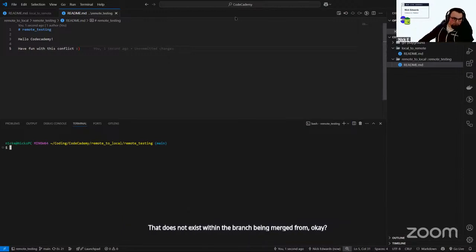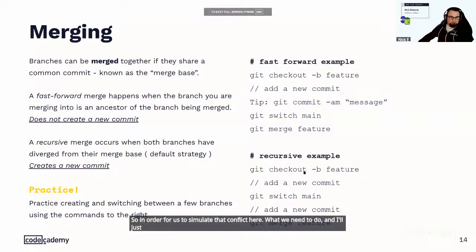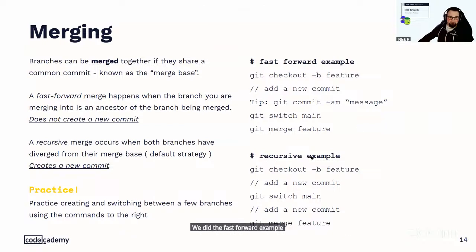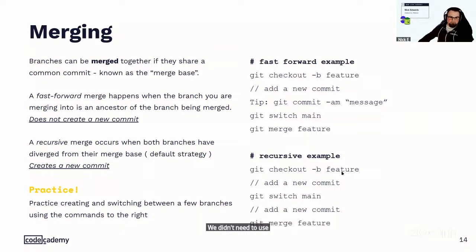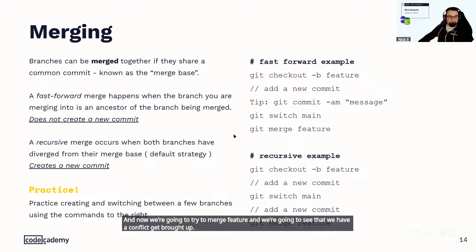So in order for us to simulate that conflict here, I'll just go back here so we can see the commands one more time. We did the fast forward example. We're on the recursive example, right? We've checked out feature. We didn't need to use -b because feature already existed, but we added a commit in feature. We switched back to main. We added a commit within main, and now we're going to try to merge feature, and we're going to see that we have a conflict get brought up.